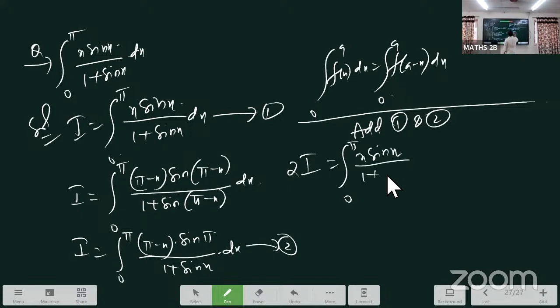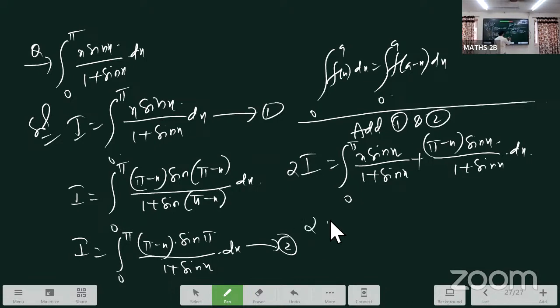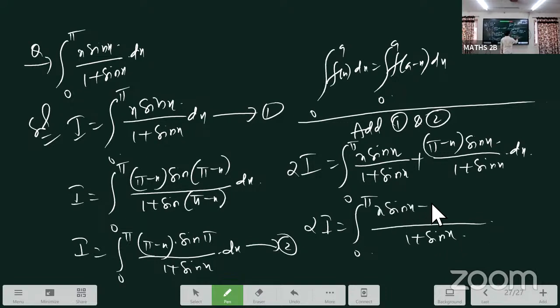0 to pi, x sin x by 1 plus sin x plus pi minus x sin x by 1 plus sin x. Is it clear? So 2I is equal to, under one integration, and your LCM is the same, so 1 plus sin x. Now x sin x plus pi sin x minus x sin x. Now x sin x gets cancelled. Is it clear?